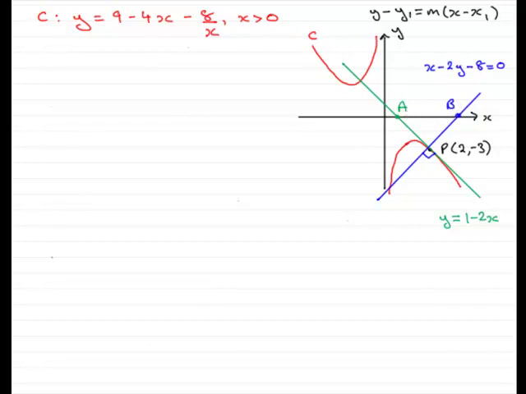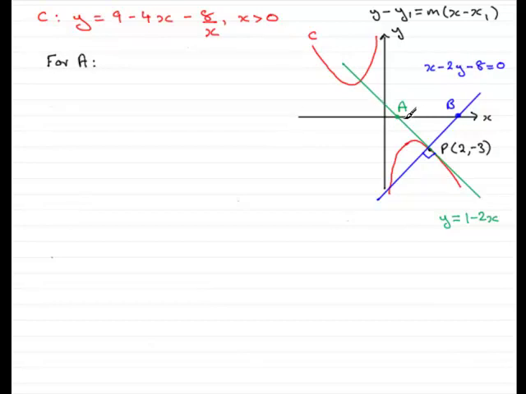So let's go for A first of all. And by the way, I've marked in the equation that we found for the normal in the last part. I wrote it in the form x minus 2y minus 8 equals 0. Okay, so I've just put that on there. Okay, so let us start by looking to find the coordinates of A. So we'll put up here for A.